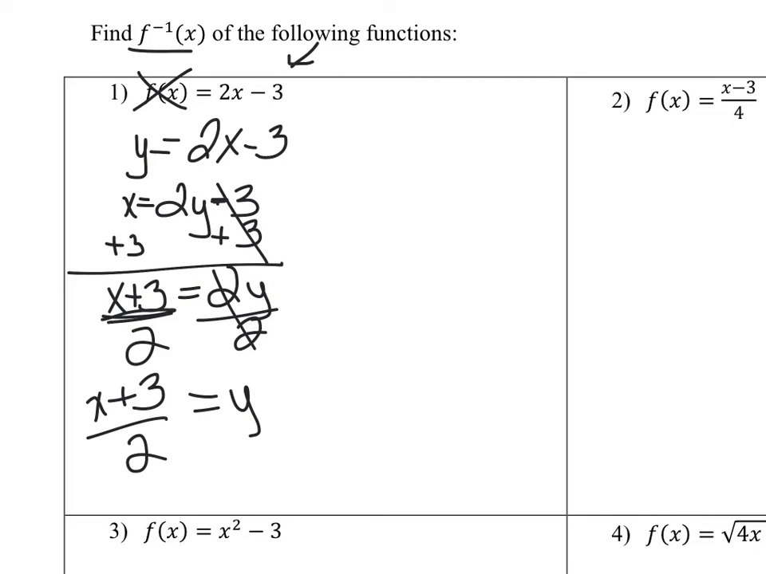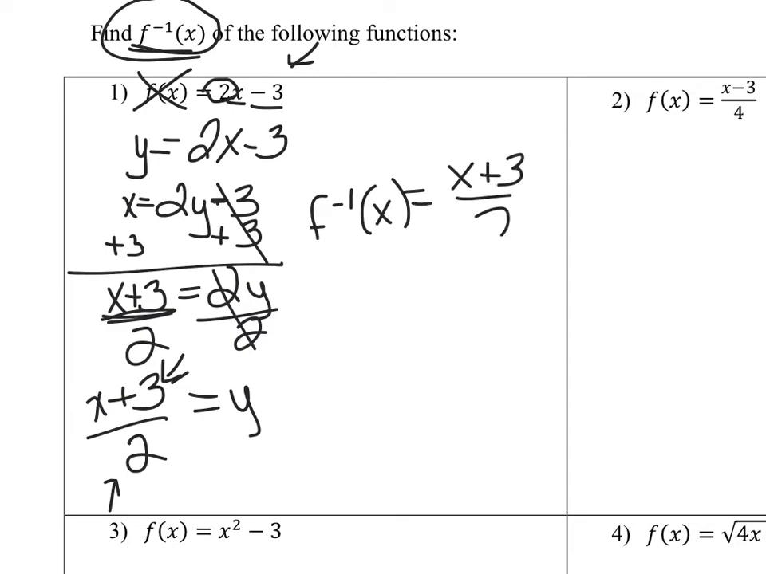If you look up here, 2 is multiplying times x, and here 2 is dividing. Here 3 is subtracting, here 3 is adding. Notice how the inverse operations play a part in finding the inverse of functions. It's really cool. So the last thing we have to do is write this, because we want to solve for the inverse of f of x, not y. We want to solve and rewrite it.